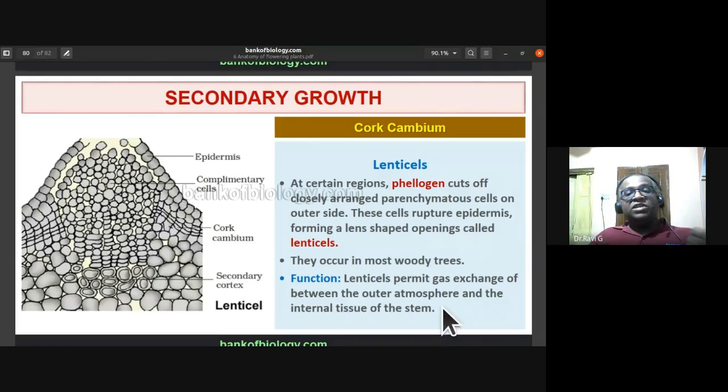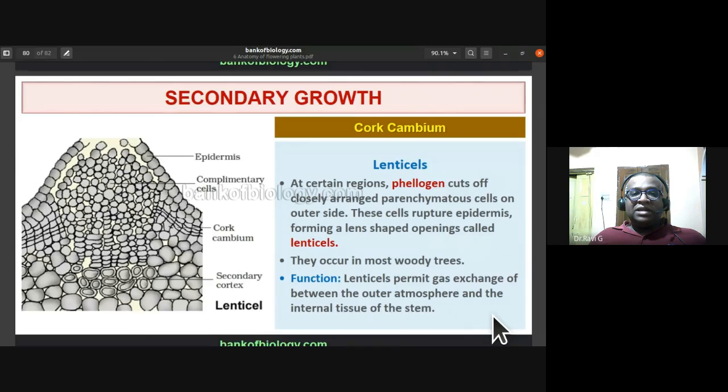What is the function of lenticels? Similar to stomata, lenticels permit gaseous exchange between the outer atmosphere and the internal tissue of the stem. They also undergo transpiration, which we call lenticular transpiration. They have not mentioned that, so you have to remember this. They also undergo this lenticular transpiration.